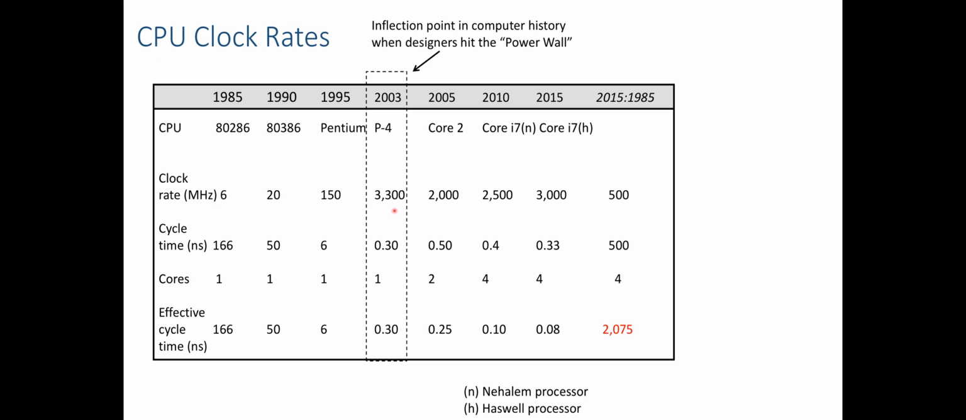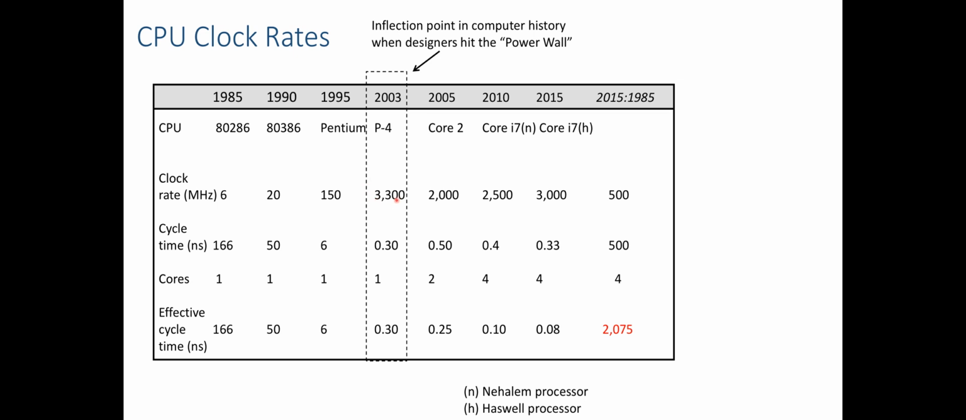And then in the early 2000s with the Pentium 4, Intel ran into a lot of trouble trying to go past this 3300 number. And even at this 3300 number, this Pentium 4 processor needed a massive heat sink to try to dissipate the heat that was being created by running this fast. And so this time period is typically called the power wall.